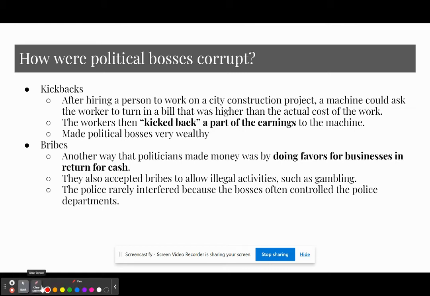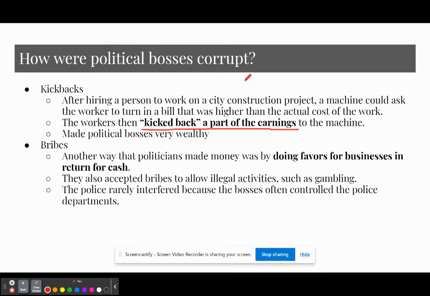Another way in which they benefited, but it was corrupt, was through the kickback. After hiring a person to work on a city construction project, a machine could ask the worker to turn in a bill that was higher than the actual cost of the work. Then the workers gave that money, the higher than actual cost, back to the machine. That was called a kickback.